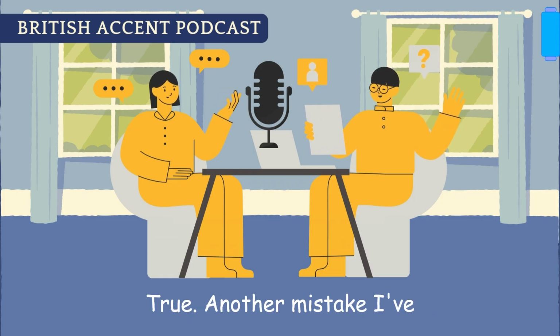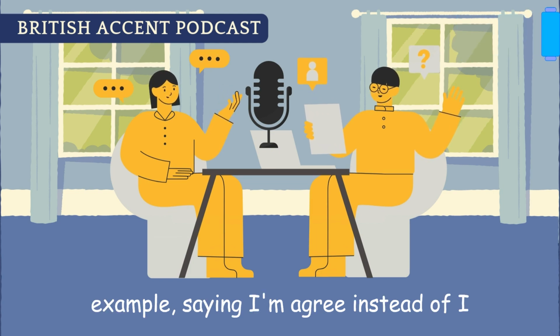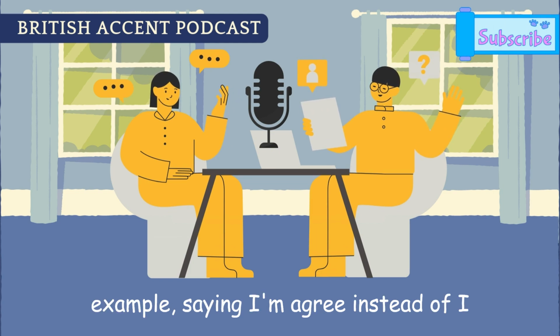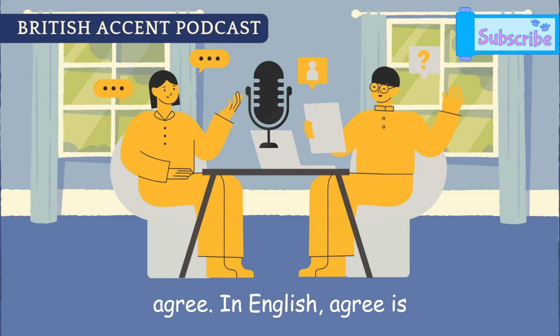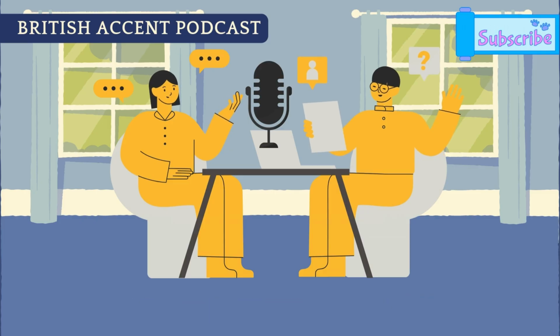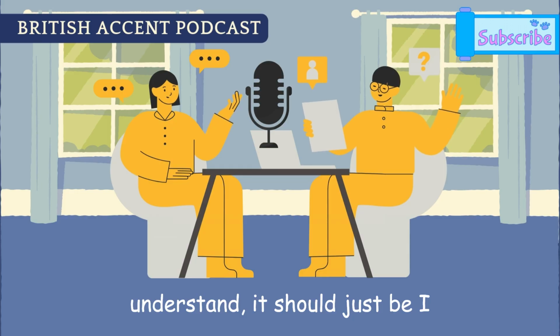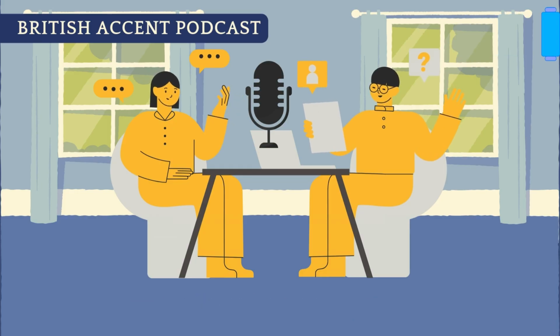True. Another mistake I've noticed is with tenses. For example, saying, I am agree instead of I agree. In English, agree is already a verb, so you don't need to be. Exactly. And the same with I am understand, it should just be I understand.